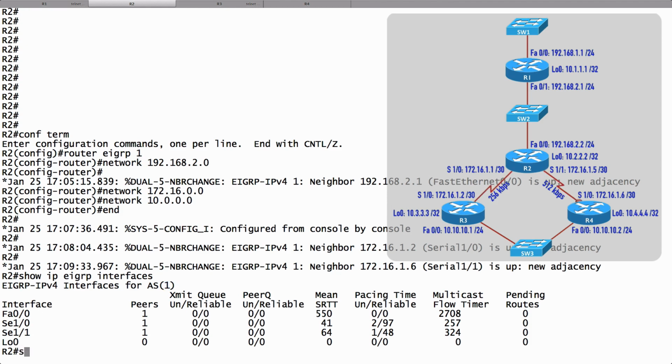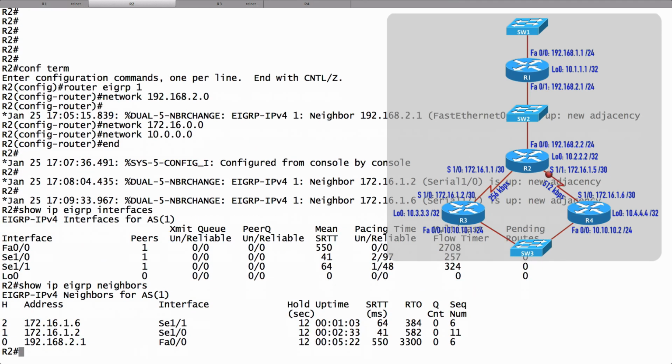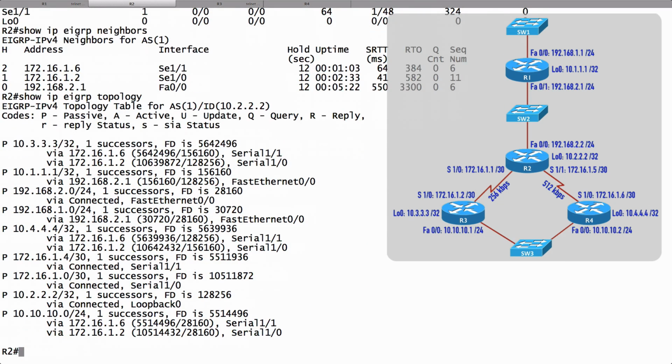Another command we can give is show ip eigrp neighbors. And this is going to tell me about R1, R3, and R4 that are my neighbors. And we see off of which interfaces those neighbors are available. And if we want to see what routes EIGRP is aware of, we can say show ip eigrp topology. And notice that EIGRP knows about all of the networks in this topology, so it looks like things are working correctly. But let me draw your attention to the network between R3 and R4.